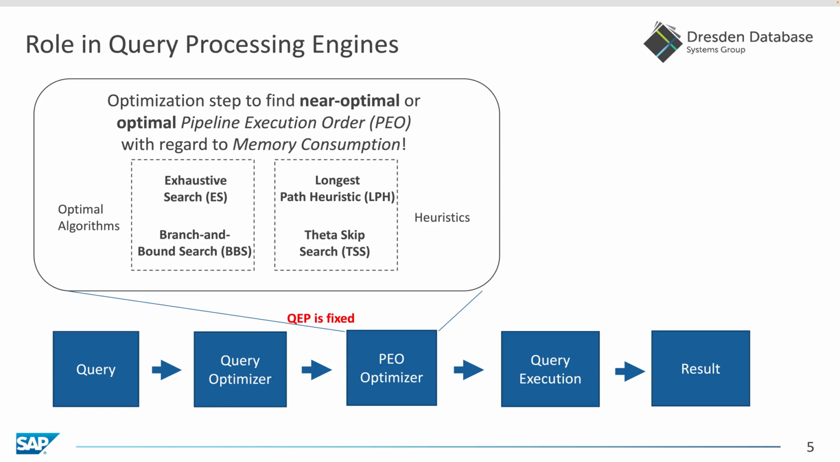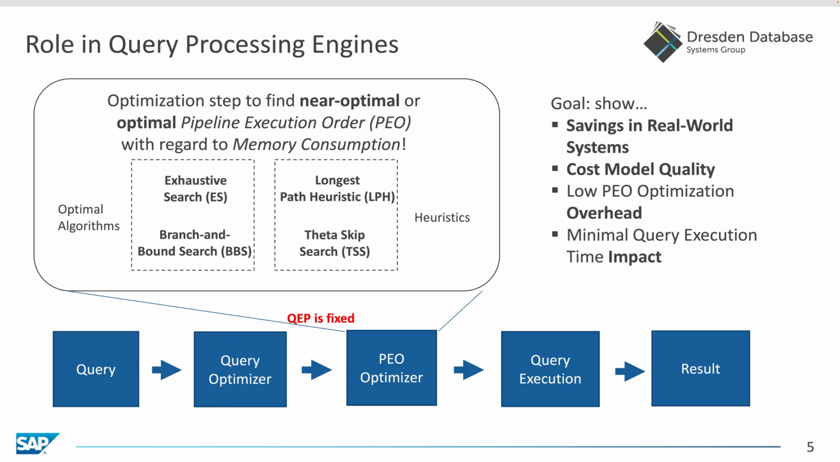Now, we have several goals that we want to show with our approach. First off, we want to show that there are indeed savings in real-world systems that we can obtain. And we want to show that there's cost model quality, so there's a correlation between the estimated memory consumption savings and the real savings. We want to show that there's a low PEO optimization overhead, and we want to show that there is minimal query execution time impact. And due to the lack of time, we cannot explain all algorithms in detail, and so we will focus on one particular aspect of the algorithms, which is the cost model.